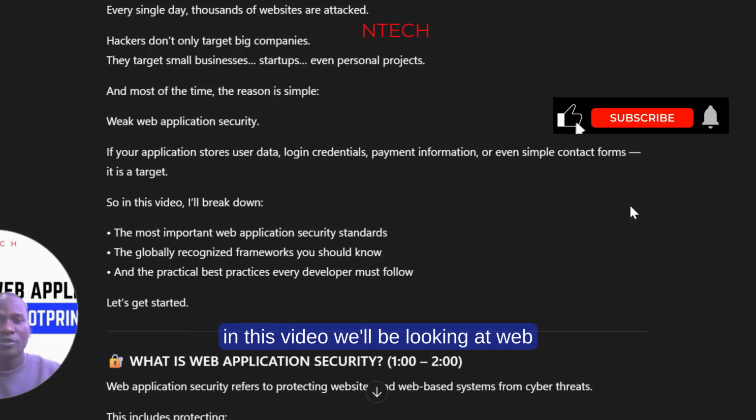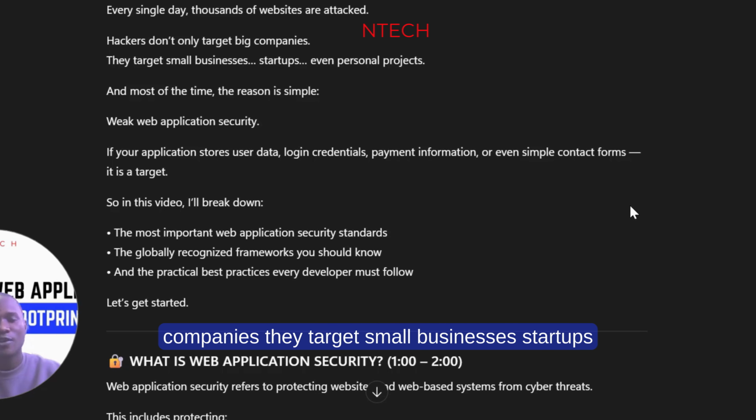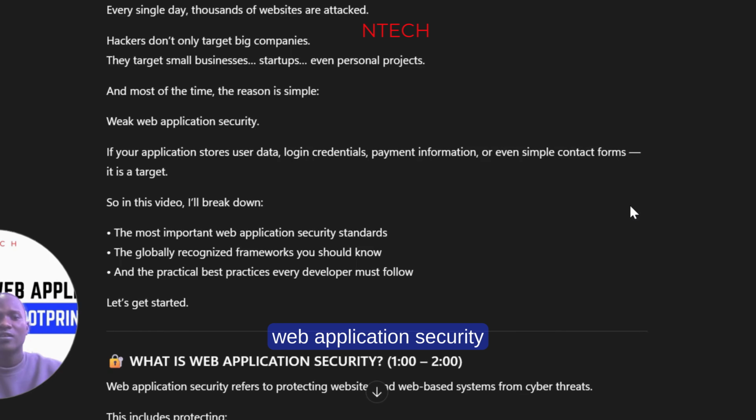In this video, we'll be looking at web application security standards and best practices. Now, every single day, thousands of websites are attacked. Hackers don't only target big companies, they target small businesses, startups, even personal projects. And most of the time, the reason is simple: weak web application security. If your application stores user data, login credentials, payment information, or even simple contact forms, it is a target.